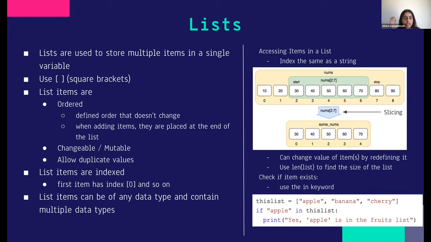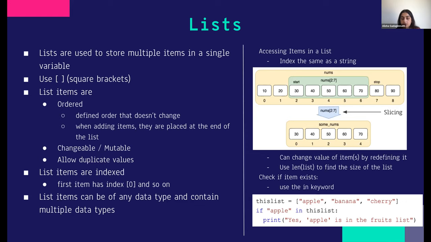List items can be of any data type and can contain multiple data types. For example, it can have strings, integers, and Boolean values in one list, and there would be no error. Accessing items in the list, like I said, you access them with the index that is associated with that value, from 0 to the end of the list, which would be len minus 1.